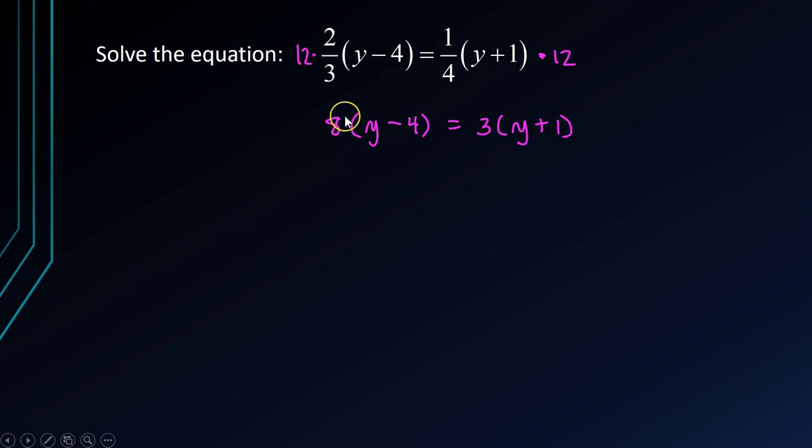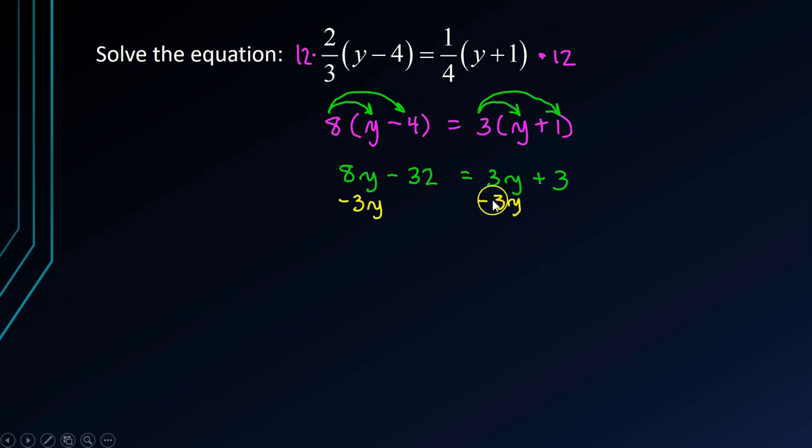So now I'm going to distribute the 8 on the left-hand side and the 3 on the right-hand side to simplify. And I have 8y minus 32 equals 3y plus 3. Both sides are now simplified as far as they will go. So now I want to get the variable on one side, so I'm going to subtract 3y from both sides. And that would give me 5y minus 32 equaling 3.